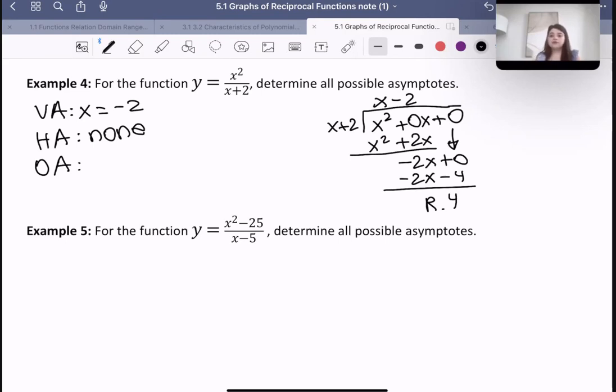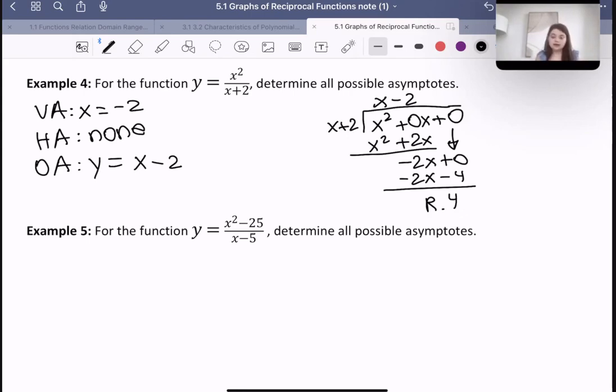Okay, so therefore, what is our oblique asymptote? Our oblique asymptote is going to be x minus 2. So we have an oblique asymptote at y equals x minus 2. And there we go.